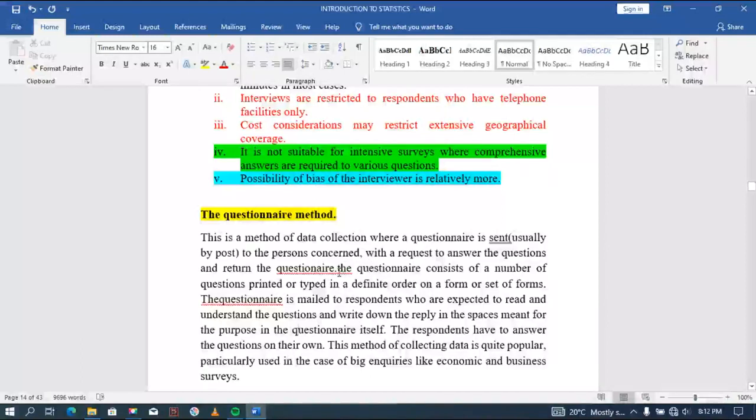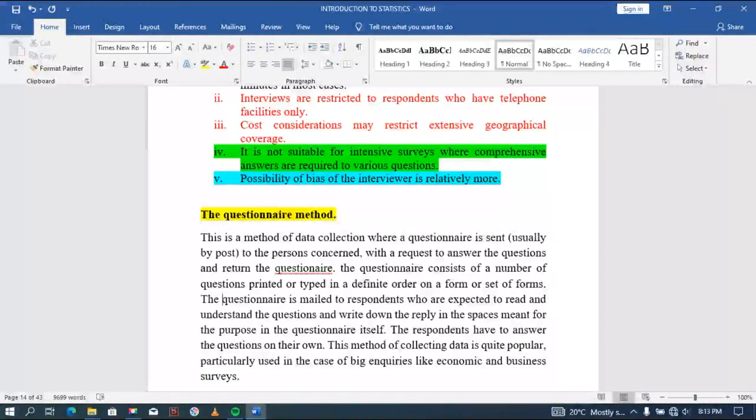So the researcher prepares questionnaires in relation to specific information he's interested in collecting from a particular group of persons. Then such questionnaires are sent to the respondents with an expectation that they'll answer those questions and send back the answered questionnaires to the researcher for further analysis. The questionnaire consists of a number of questions printed or typed in a definite order on a form or set of forms. Once it has been prepared, it can be mailed to the respondents who are expected to read and understand and then write down their replies in the spaces provided.